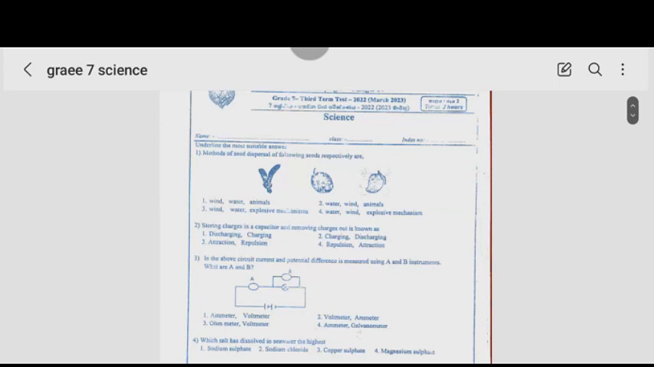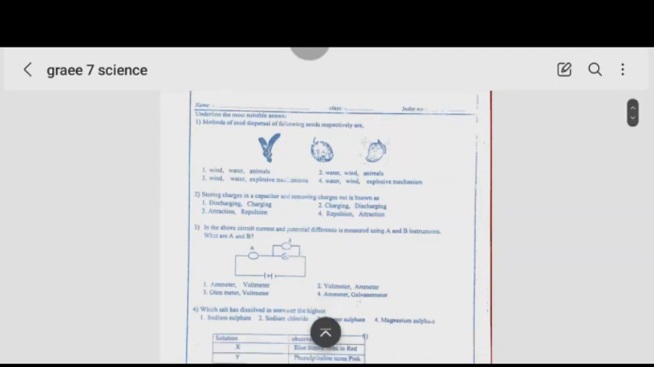Horror. So this horror, how is it dispersed? By wind, water, or animal? It is dispersed by what? Wind. Yeah, wind. So we'll go to the next one.